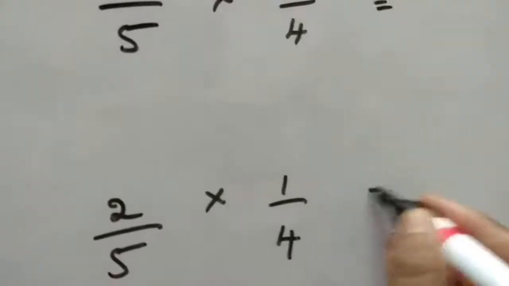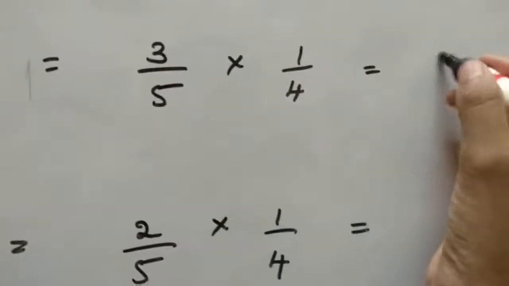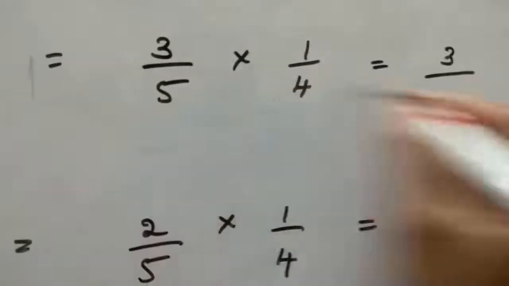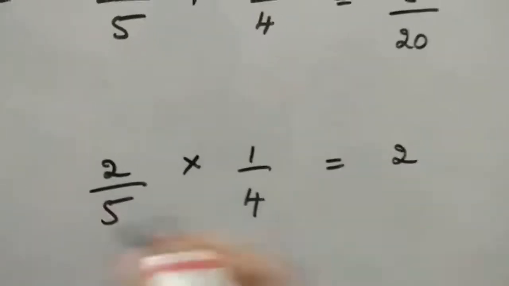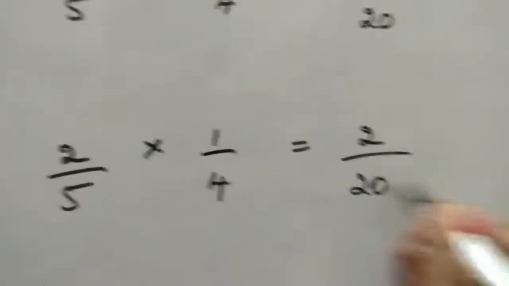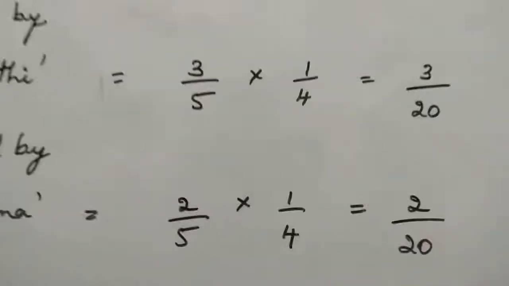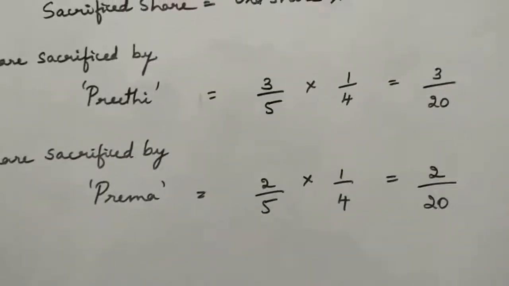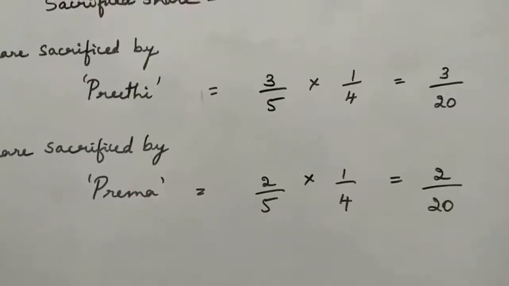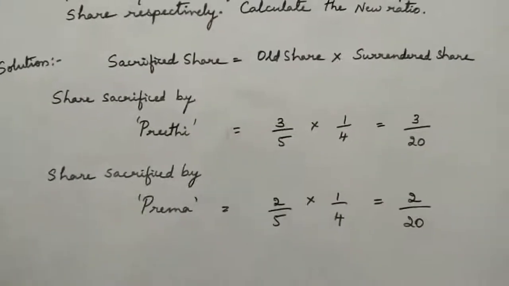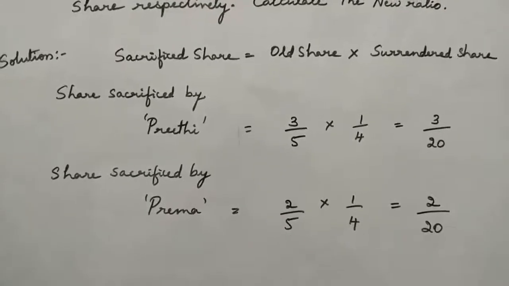So when we find that there is a product symbol given, we go for the direct calculation: 3 ones are 3, 5 fours are 20, 2 ones are 2, 5 fours are 20. Now just observe, the denominators are the same, there is no change in the denominators. So the share sacrificed by Preeti and Prema is 3 by 20 and 2 by 20. Now this is the first step. We have done this, so just remember.